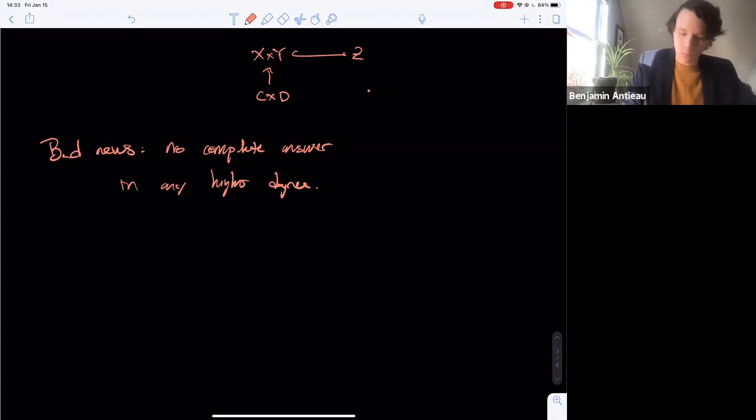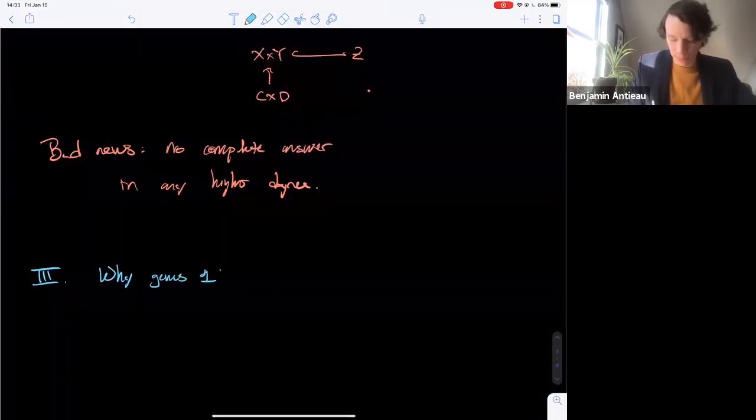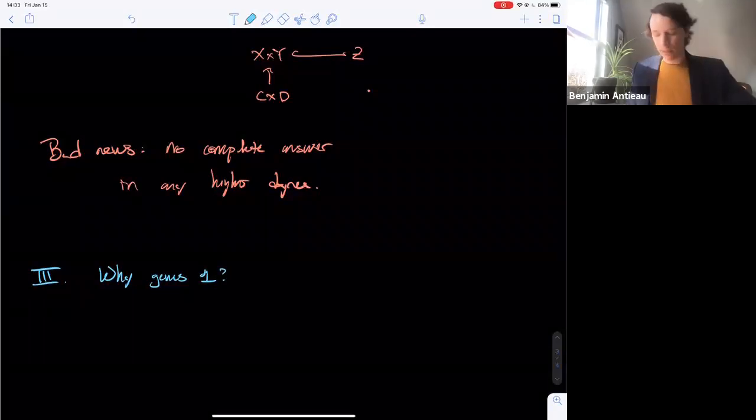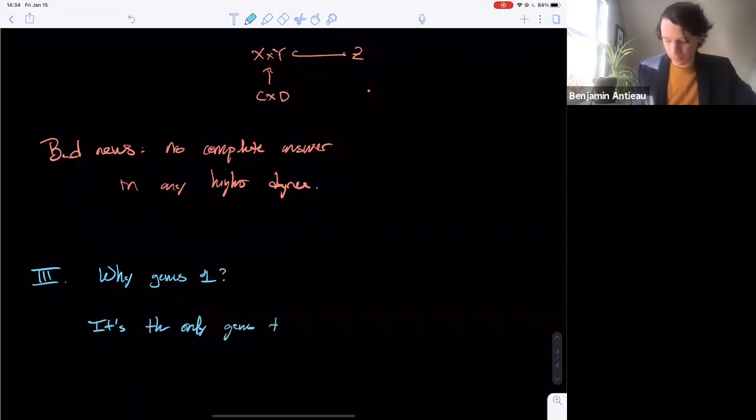Let me just make one quick remark. Maybe I won't dwell on this. So why genus 1? Well, it turns out that for degree reasons, genus 1 is the only genus that could actually split all of these classes. There are obstructions to any other given genus splitting all possible Severi-Brauer varieties. So it's the only genus that works.